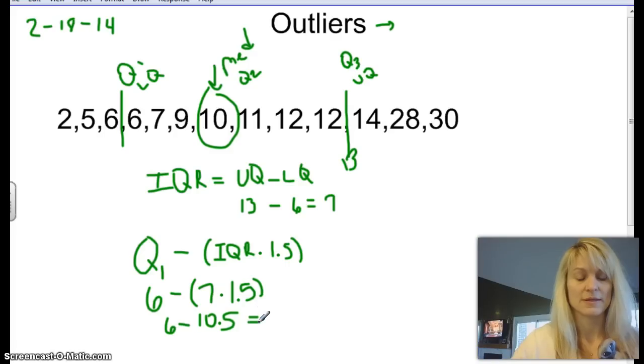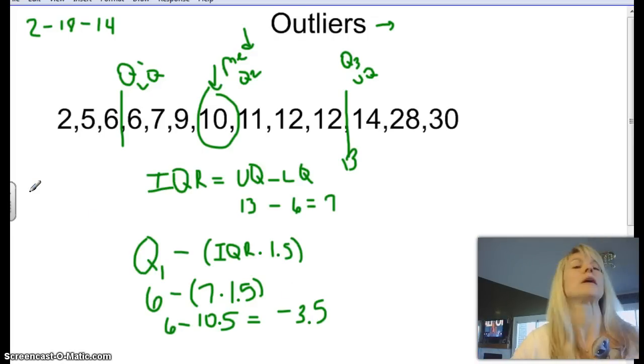Okay. So if we do the math on that, that's going to be 6 minus 10.5, which would give us a negative, what is that? A negative 3.5. So if the number is negative 3.5 or less, we have a lower outlier. Okay, so there's no numbers below negative 3.5, so there's no outlier below. So then we want to see, maybe this 30 is an outlier. It's kind of up there high.